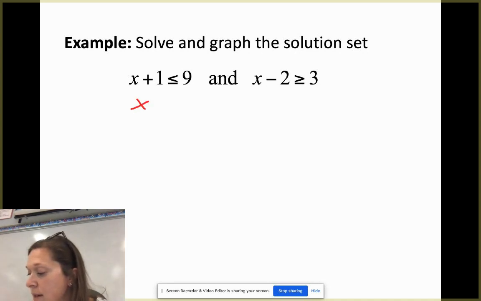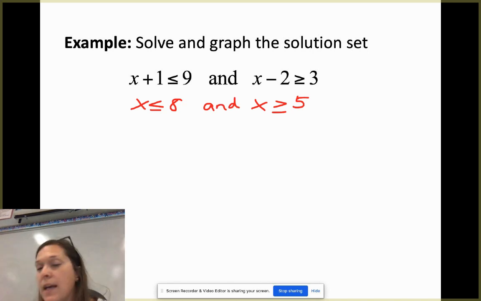Subtracting 1 here gets us x is less than or equal to 8. Adding 2 gets us x is greater than or equal to 5. And this is an and. So again, we're looking for the overlap, the intersection.